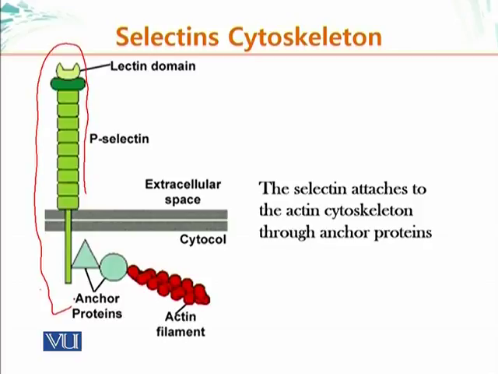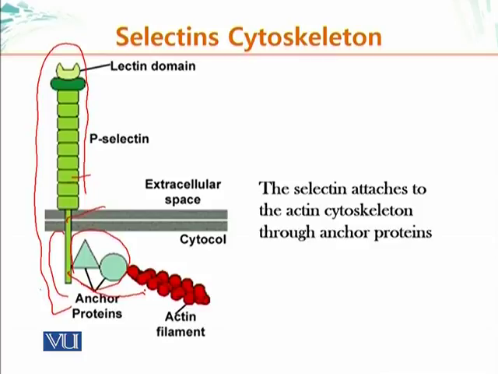These selectin molecules, as I have mentioned, have three domains: extracellular, transmembrane, and the cytoplasmic domain. The cytoplasmic domain of the selectins interacts with anchor proteins that link it to actin filaments. We have seen that cadherins are also linked to actin filaments or intermediate filaments, depending upon where they are present. So again, most adhesion molecules have to be linked to the cytoskeleton in order to effectively play their role.